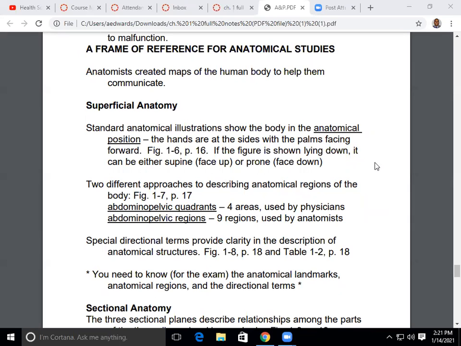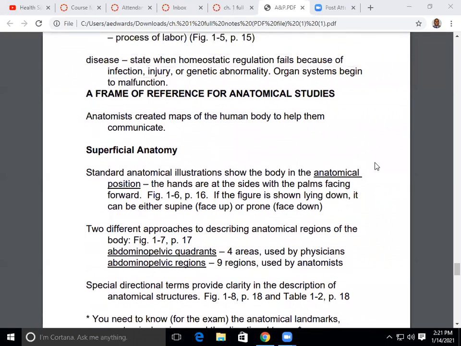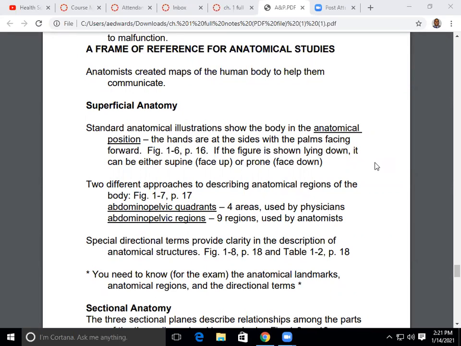All right, so transitioning from homeostasis to anatomical directions and naming, okay? So anatomists have to basically create maps of your body to be able to have a common language and figure out how to communicate with each other about where they're looking at on your body. So superficial anatomy, basically what they can see on the surface, right? So on your skin. So standard anatomical illustrations are going to show your body in anatomical position.